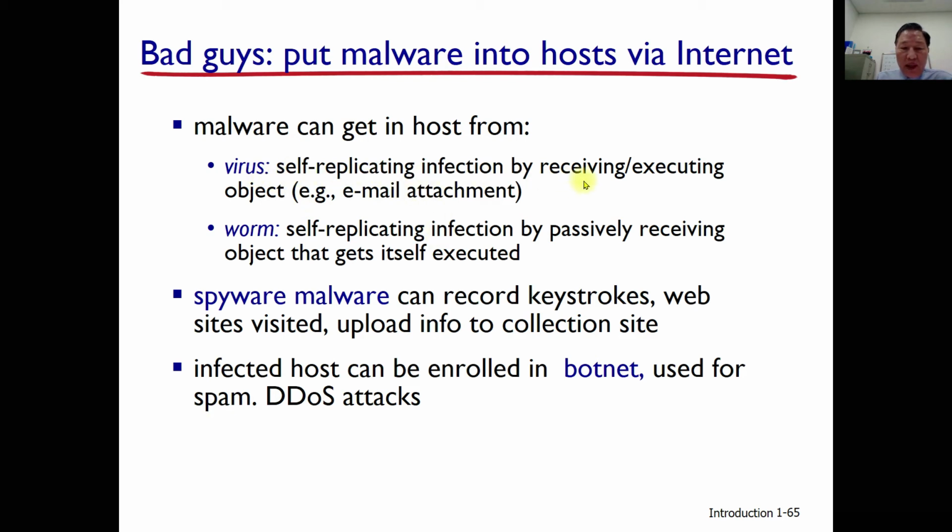A virus means self-replicating infection by receiving and executing an object, for example, an email attachment. And a worm is a little bit different: it is self-replicating infection by passively receiving an object that gets itself executed. And we can also experience many different kinds of malware and spyware. This one is the spyware malware. It can record keystrokes, websites visited, and upload information to a collection site.